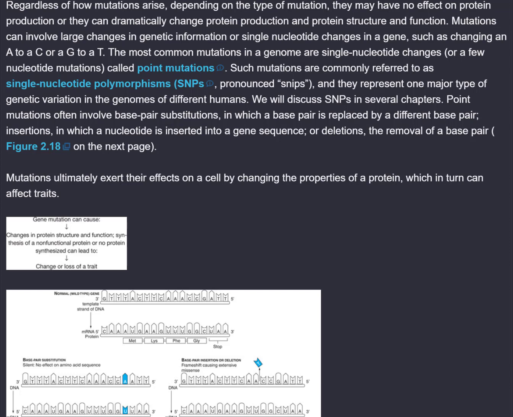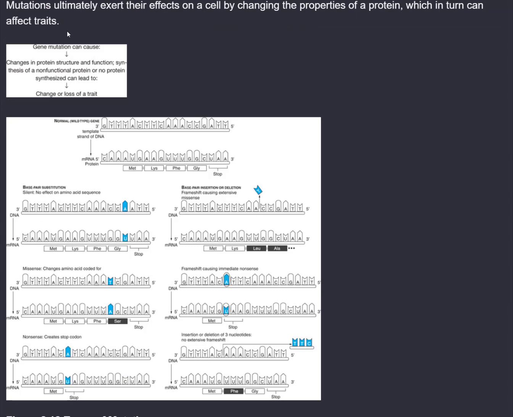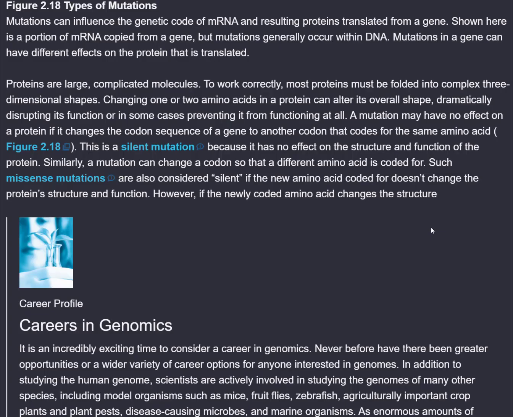Point mutations often involve base pair substitutions, in which a base pair is replaced by a different base pair, insertions, in which a nucleotide is inserted into a gene sequence, or deletions, the removal of a base pair, Figure 2.18 on the next page. Mutations ultimately exert their effects on a cell by changing the properties of a protein, which in turn can affect traits. Figure 2.18 Types of mutations.